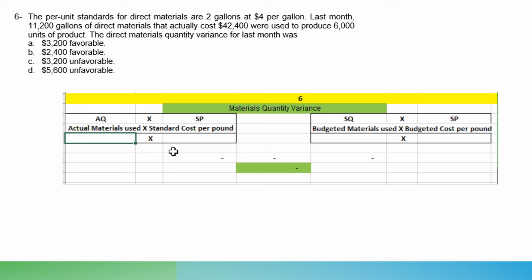So in this case we need our actual materials used, so we are told that we use 11,200 gallons. The standard cost per unit is our $4 standard cost. For our budgeted materials used, we produced 6,000 units, and the budget materials was 2 per unit, so we have 12,000 budgeted materials, and the budgeted cost per pound being $4. So our budget was greater than our actual spend, so in this case we have a favorable variance of $3,200 for the materials quantity variance.